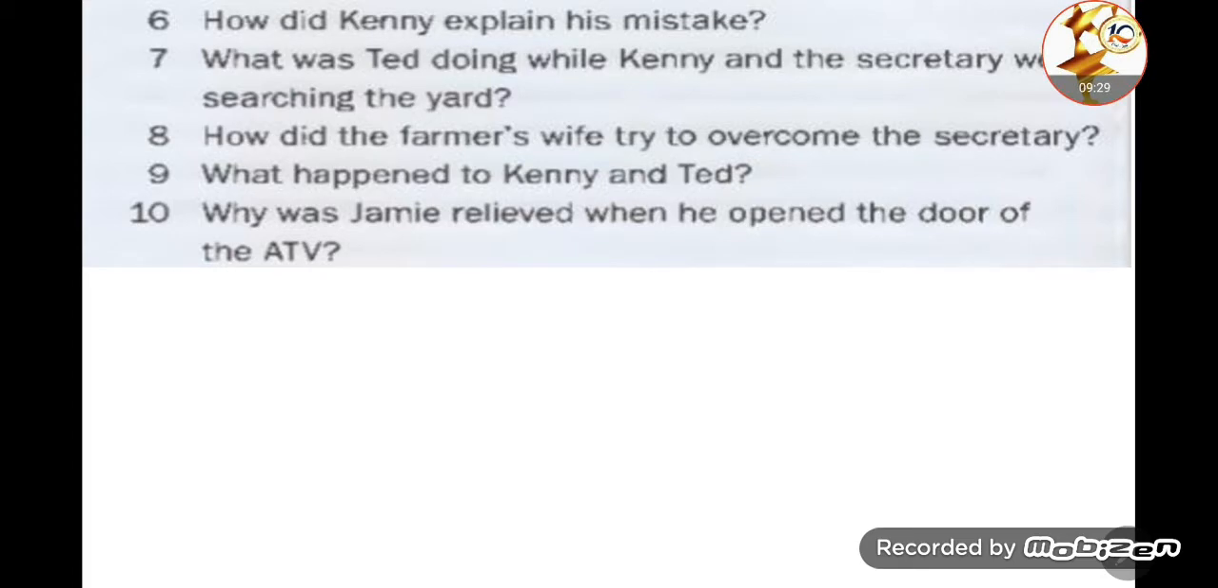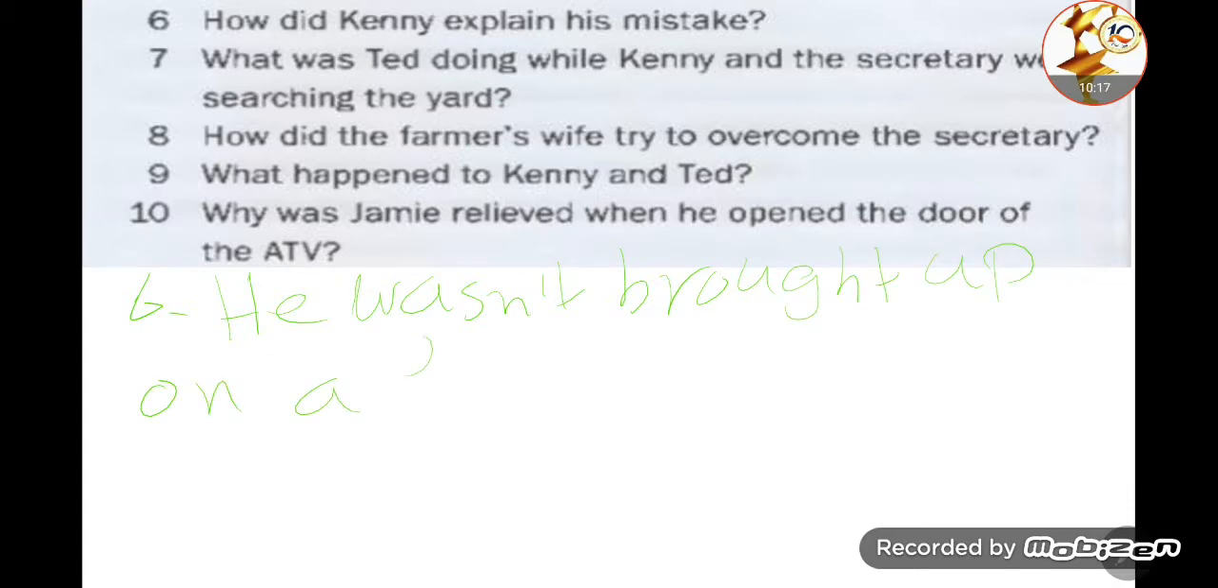Now in number 6, it asks: how did Kenny explain his mistake? How did Kenny clarify or explain his mistake? He explained it by telling him that he wasn't brought up on a farm. When the man told him he couldn't tell hoof prints from footprints, he told him that he wasn't brought up on a farm.